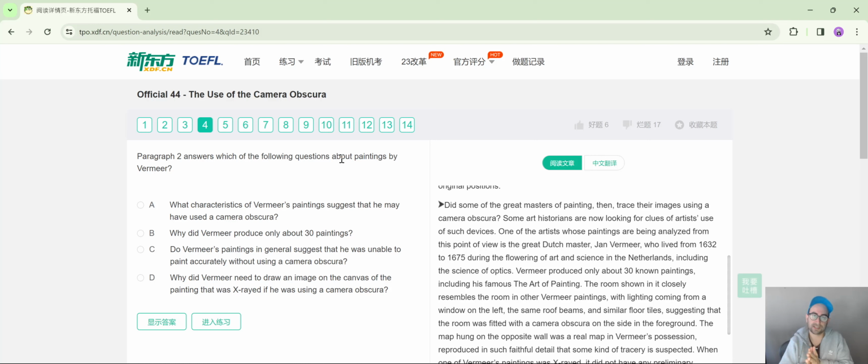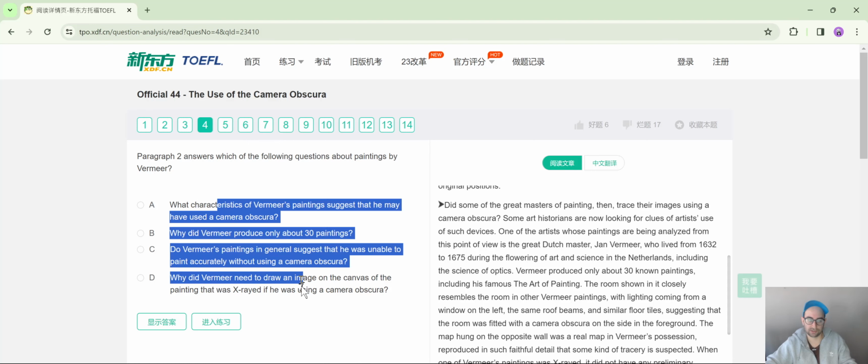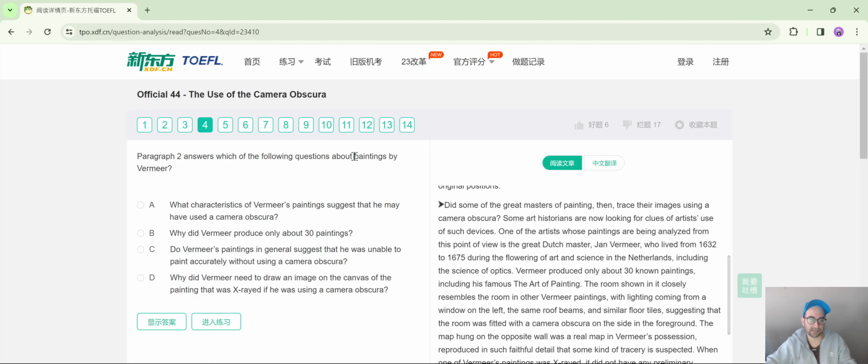So be careful, guys. These are a kind of new question type they've been using a lot in a lot of TOEFL reading passages. They're basically detailed factual questions, but in the form of a question. I know, really weird, kind of mind-blowing. So what you want to do is figure out what they want you to know, right? So paragraph 2 is going to answer these 4 questions. Which of the following questions, these are your choices, about paintings by Vermeer.